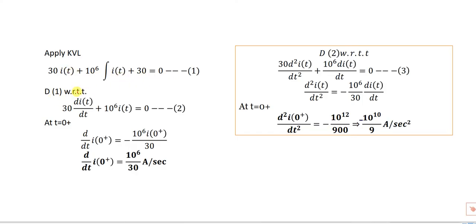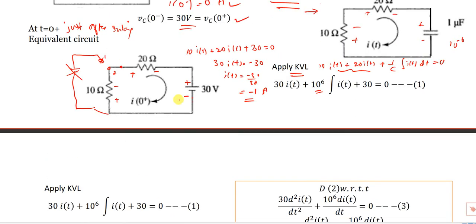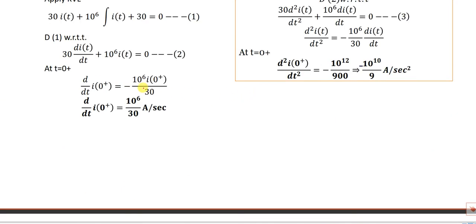Now we have to differentiate this equation with respect to t. 30 di by dt plus 10 power 6 I of t, integral and differential will get cancelled, and differentiation of a constant is 0. So that's why I told you that without this also you can consider the equation. And if you substitute, we have to find out the di by dt value. I of 0 plus we calculated, I of 0 plus is minus 1.